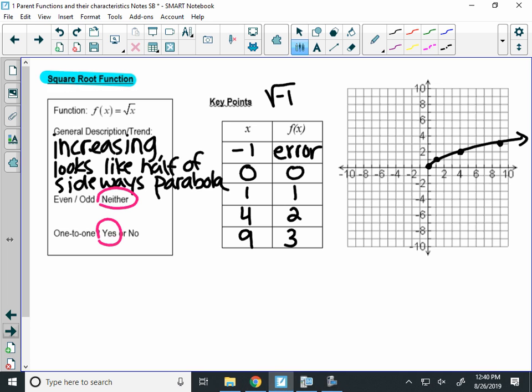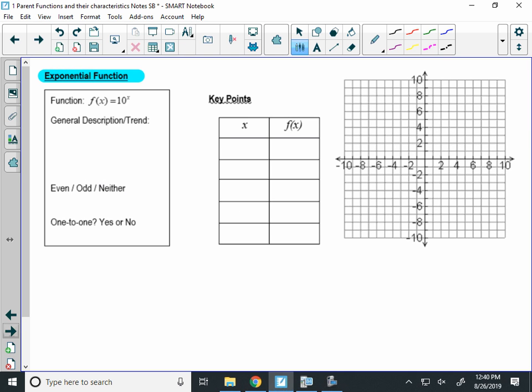You should be able to identify them by their picture and graph them. If I give you the function, you should be able to plot points and graph it. The next 2, I want you to be able to recognize them by sight. So look at the picture and tell me what it is, but I'm not going to make you graph them, okay? The first is the exponential function.